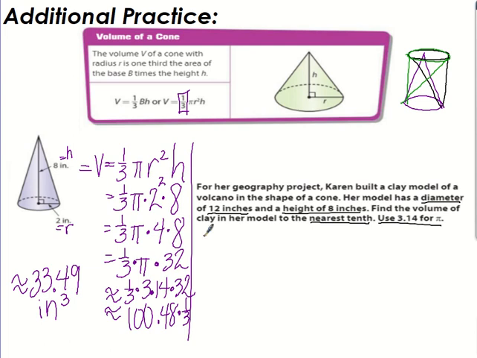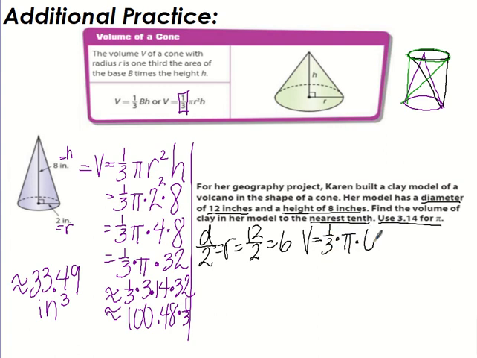All right, so this is diameter. I have to take diameter divided by 2 to get my radius. So that's 12 divided by 2, which gets us 6. I have to do that first before we can start. So I'm going to go volume equals 1/3 times pi times 6 squared times 8. So 1/3 times pi times 36 times 8. 1/3 times pi, and I'm going to take 36 and times it by 8 and get 288.